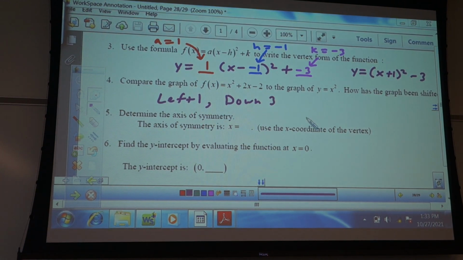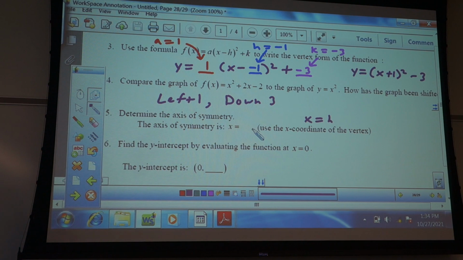Find the axis of symmetry. Remember, the axis of symmetry is x equals h. So in this case, what's my h? Fill it in. X equals what? What's my h? Write h in right here. Write h in there. X equals, what's my h? Dave, what's the h? What's my h?